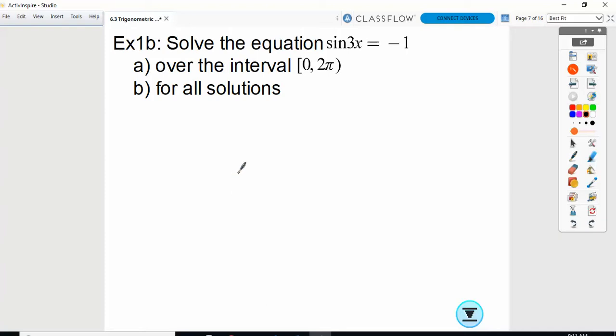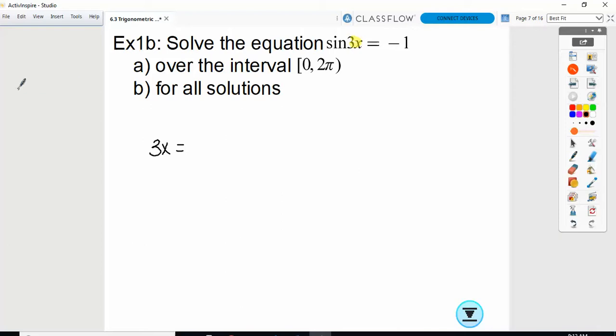So without thinking too hard about the graph yet, if I just told you to solve this, what would you do right from the beginning? Sine is already by itself, isn't it? Okay, so all we're going to do is take our angle, which is 3x, and go ahead and answer this. When does sine equal -1?